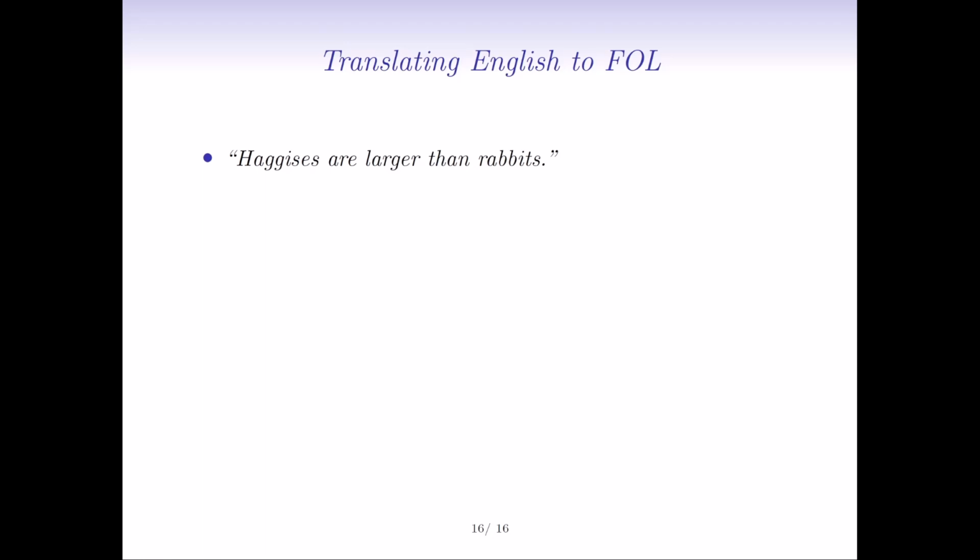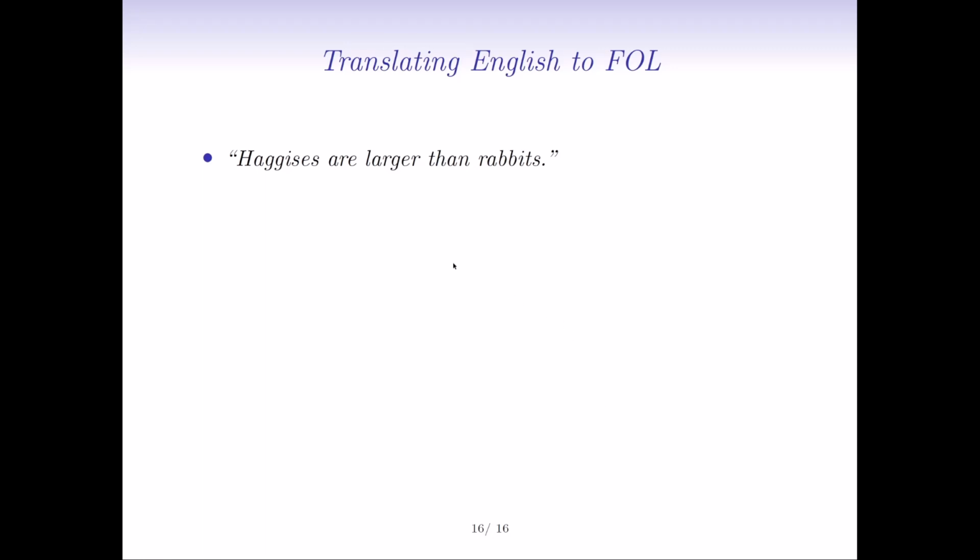And this is not quite a true statement. Haggis is actually about the same size as rabbits. Anyway, so we have three predicates in this sentence: the property of being a haggis, the property of being a rabbit, and those are both unary predicates, and the property of something being larger than something else. But when I say haggises are larger than rabbits, I'm really making a universal statement. I really mean that every haggis is bigger than every rabbit.